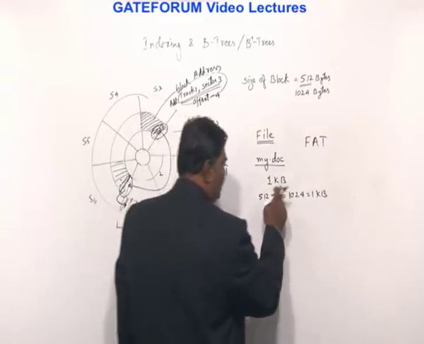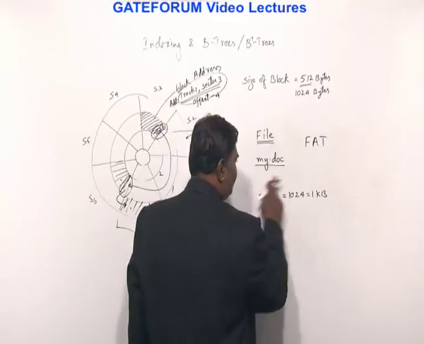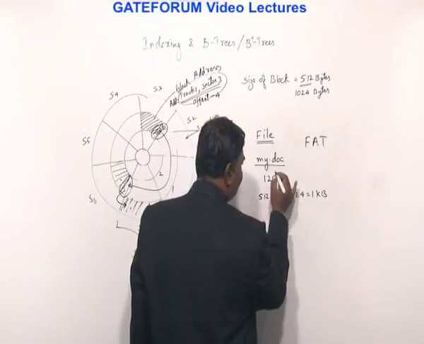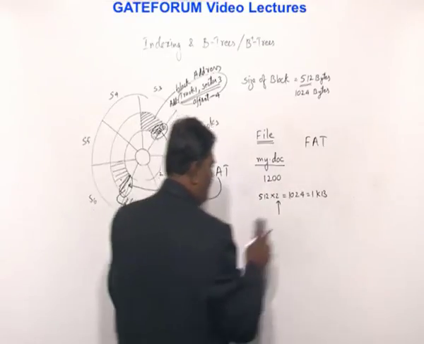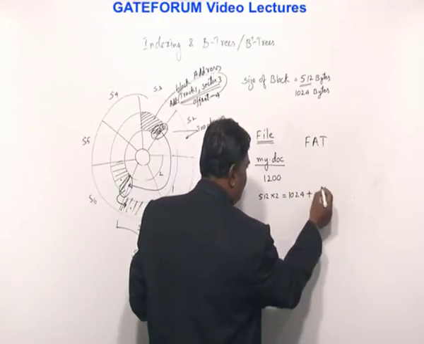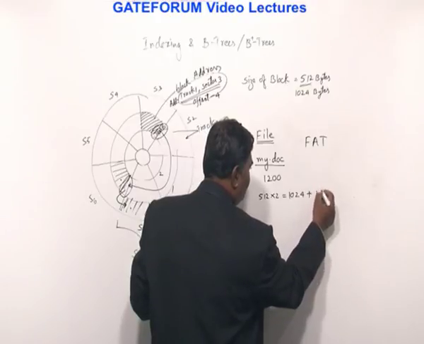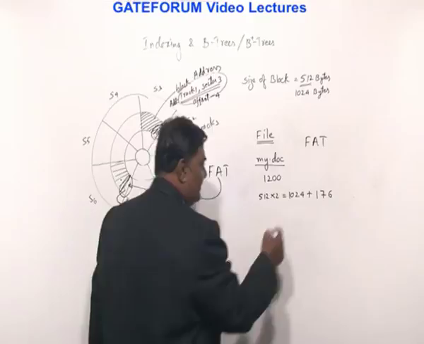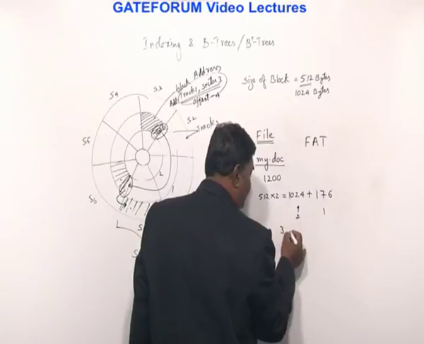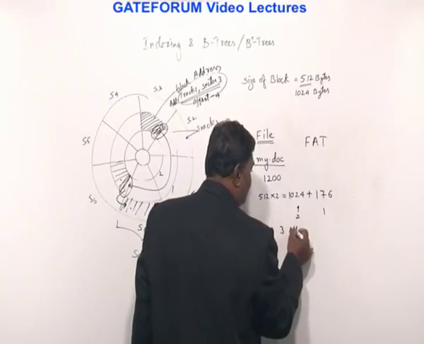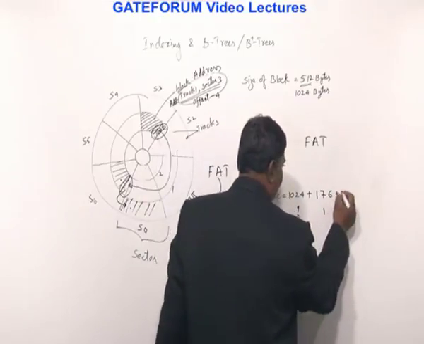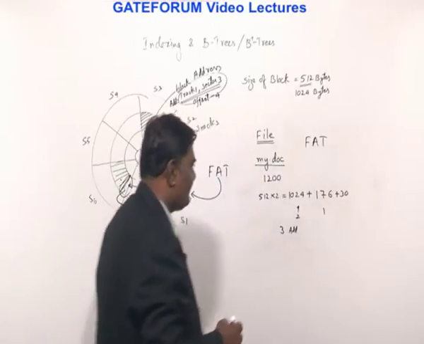Okay, I'll just make a change here. Suppose this file requires 1200 bytes. Then 512 into 2 is 1024 plus the remaining 176 bytes. So this will go into 2 blocks and this will go into 1 block, and still in these 3 blocks we require some extra space for the address also. So if we say this address is taking 10 bytes, so total 30 bytes more we require. Right.